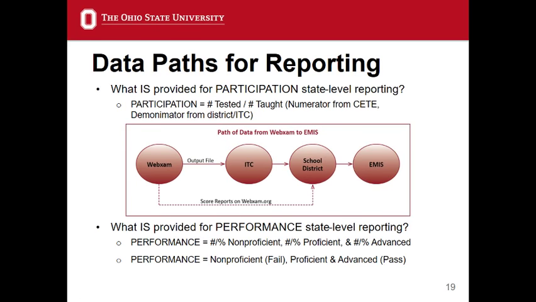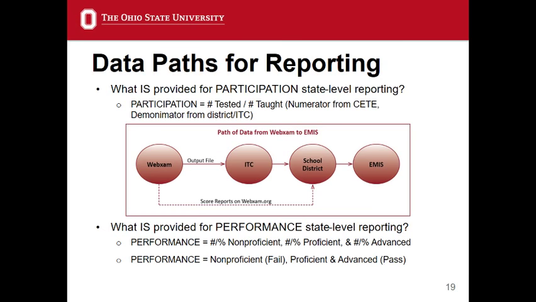The data paths for reporting, what is provided, the participation state level reporting. Participation is the number tested over the number taught. The numerator comes from CETE. The denominator comes from the district and ITC. And what is provided for performance reporting, the number and percentage of non-proficient, proficient, advanced, or incomplete.